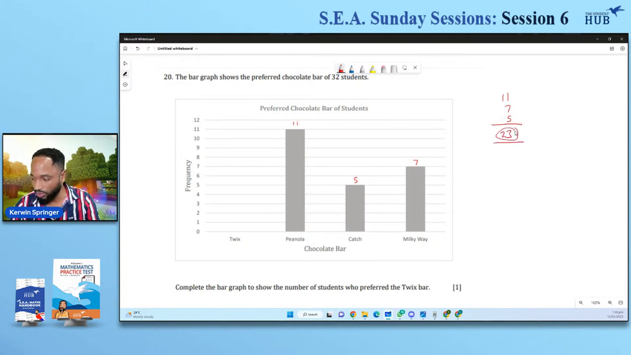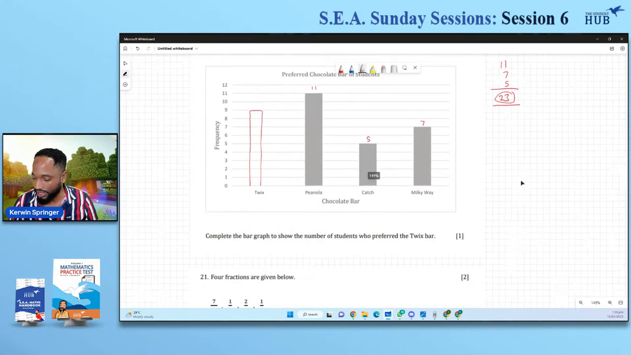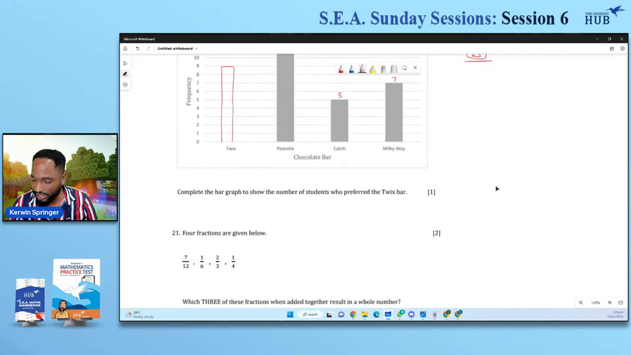So since I'm on 23 and I need to reach all the way to 32, it means I'm missing 9. So I need to come now, use my clear ruler, which I did not beat my dog with and is working properly and not dingy. And I come here and I draw my little bar graph and I walk away with my one mark. 9, 9. Lovely.